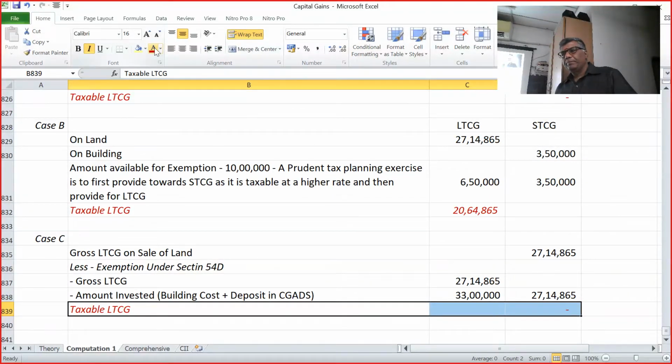In the third case, you have both the building cost and you have also invested, so it can be claimed completely.